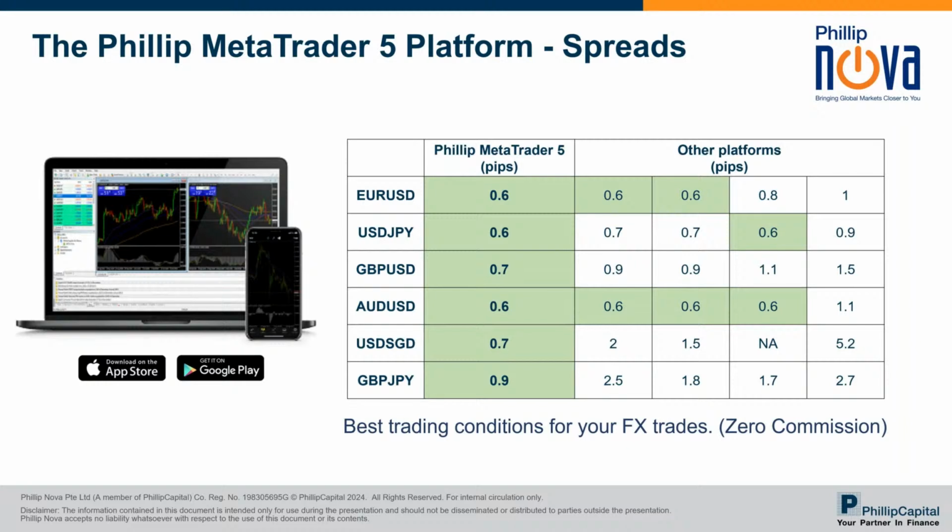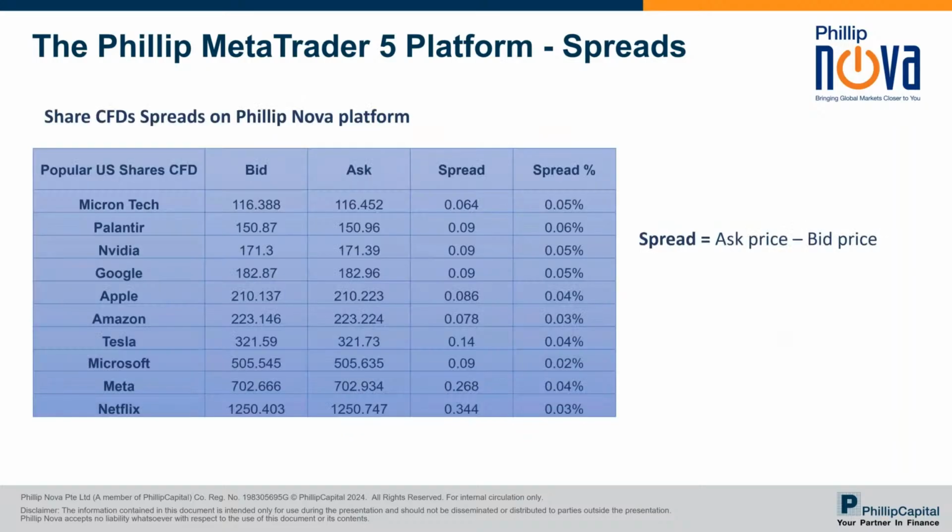Okay, so what's a good reason to get started with Phillip MetaTrader 5? First of all, okay, the spreads are tight. That means your trading cost is low. Okay, and secondly, let's say for those of you who are interested to trade shares, right? Phillip MetaTrader 5 also has a share CFD, for you to trade at zero commission.